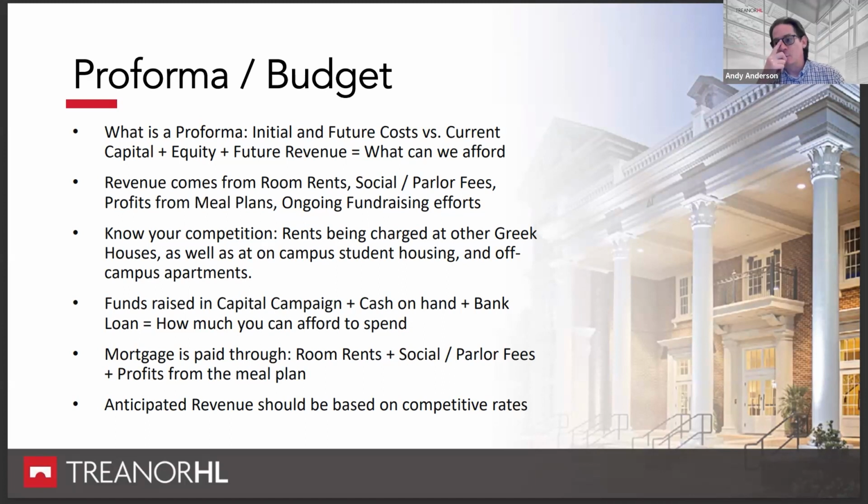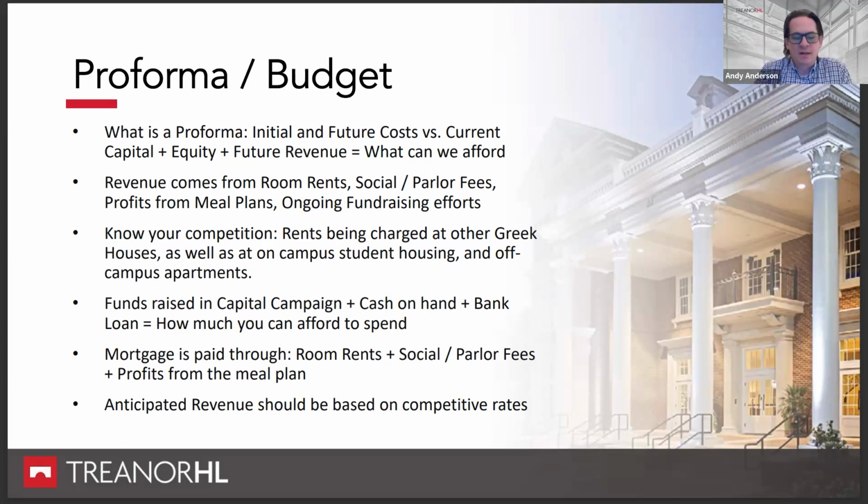And as I mentioned before, there are strategic partners that we work with that are experts in helping and assisting you in preparing those pro formas, and really diving in and looking at all of your expenses and all of your revenues. So your revenue, as I'm sure many of you know, comes from your room rents, which is probably the biggest one, your social or parlor fees, your profits from your meal plan, and also your ongoing fundraising efforts from your capital campaign.